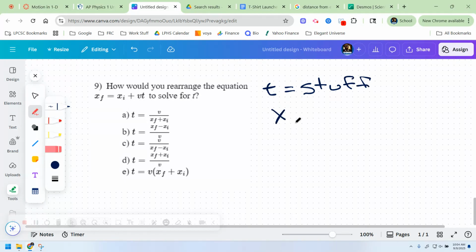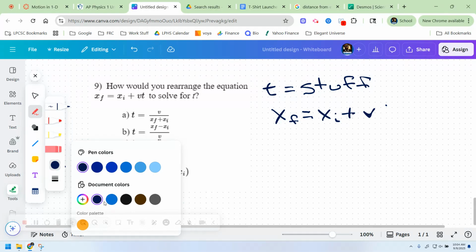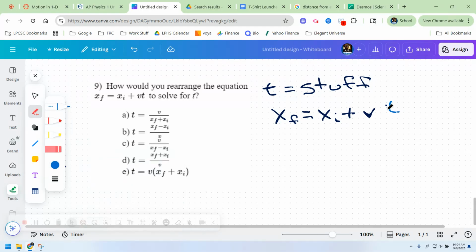I'm just going to start with x sub f, that's the final position, is equal to the initial position plus the velocity times time. And so our goal is to get time completely by itself. So this is really just algebra. The same rules that apply for the numbers apply for the variables that represent the numbers. I want to move things away from the t. So I can move away this, and I can move away the v.